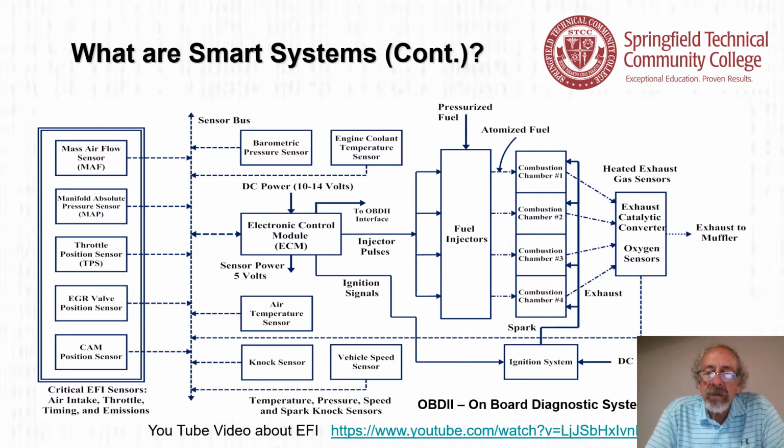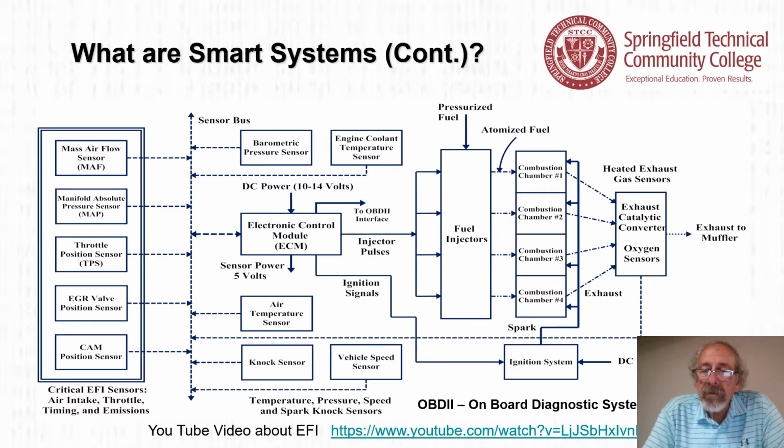Atomized fuel goes into the chambers. The spark from the ignition system down the bottom goes into the chambers at the same time, to the spark plugs. The combination of the fuel and the air is ignited, and in the process we have an exhaust cycle where the gas goes out to the exhaust catalytic converter.